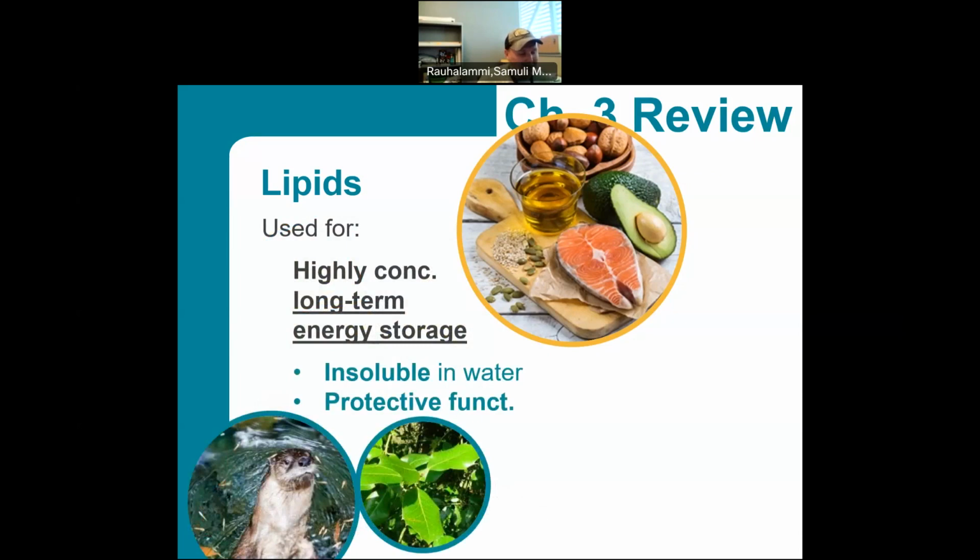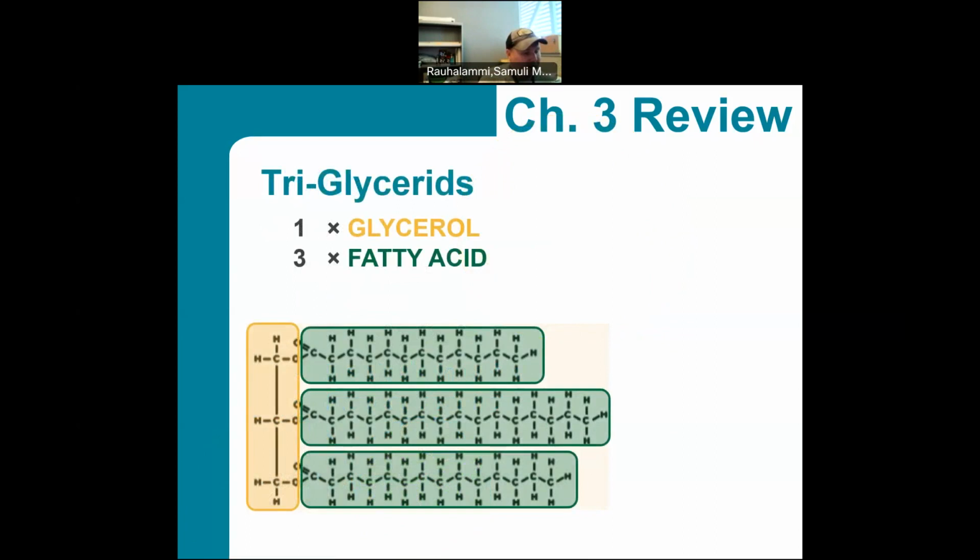Lipids also play an important role because lipids are insoluble in water, they can form protective barriers. Whether we're talking about the waxy surfaces of a leaf, or the fur of an otter, for example, that repels the water from getting through the fur. Lipids can be very useful in that sense. Let's have a look at lipids a little bit more. In this case, triglycerides. Triglycerides are made of 1 glycerol and 3 fatty acid chains that are attached to that.